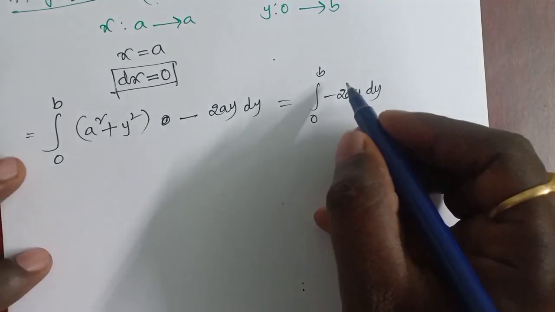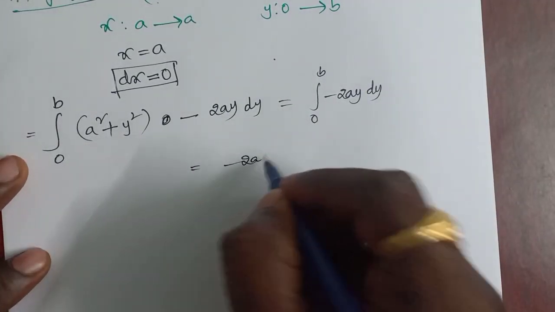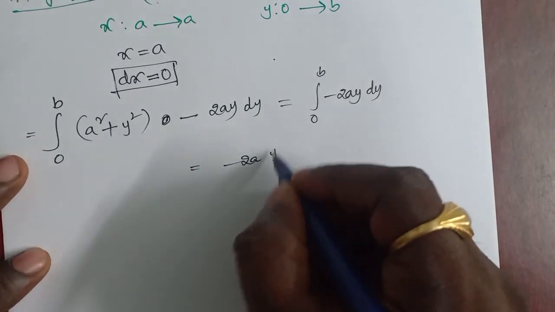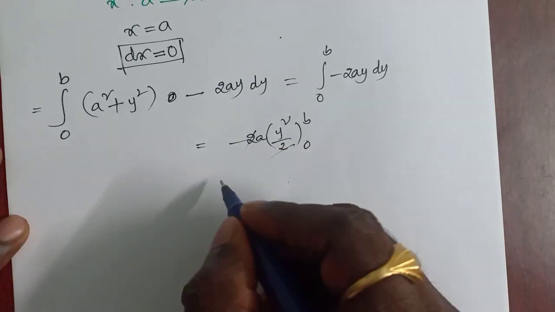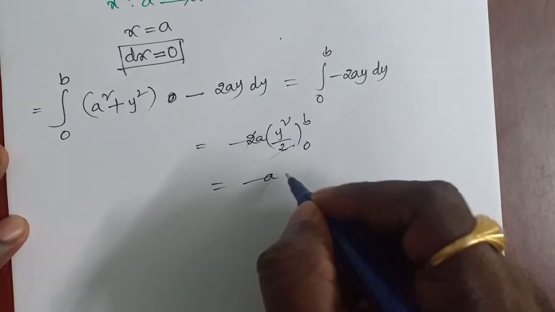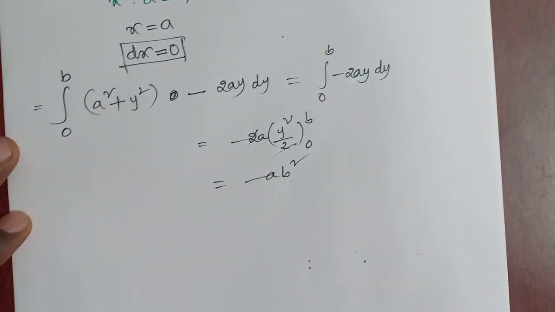So clearly minus 2a is a constant, so put it outside. Integration of y is what? Y square by 2, and the boundaries are from 0 to b. Now 2 gets cancelled, minus a, substitute the upper boundary which is ab square.